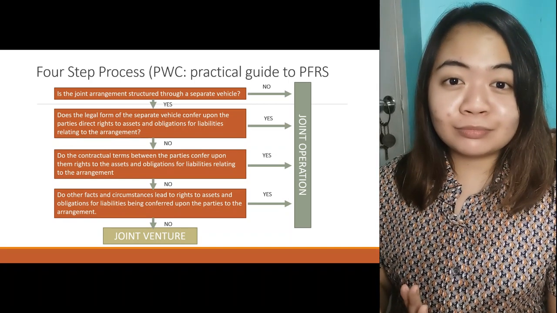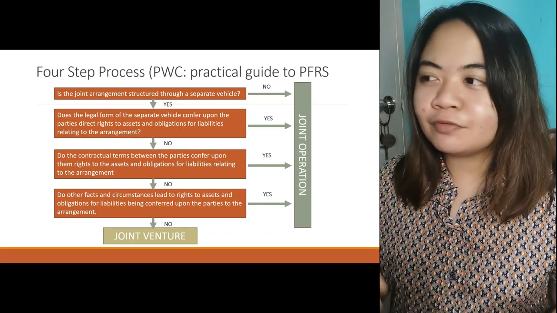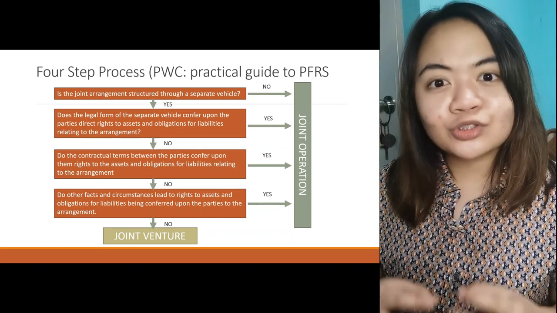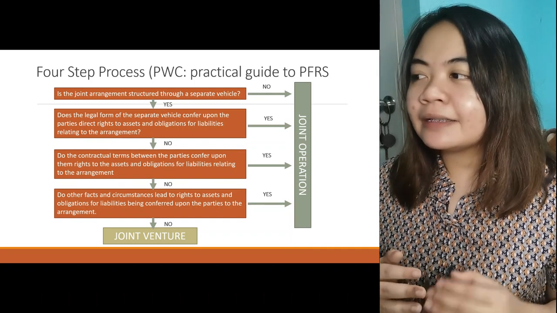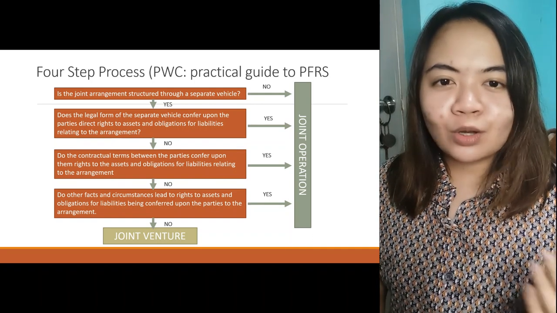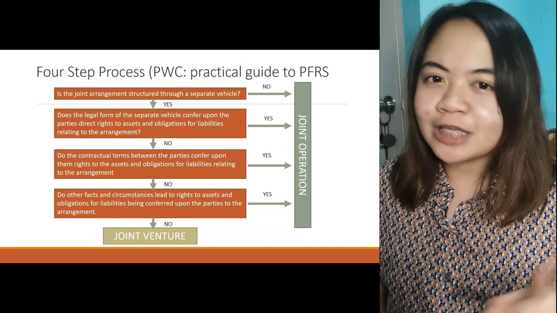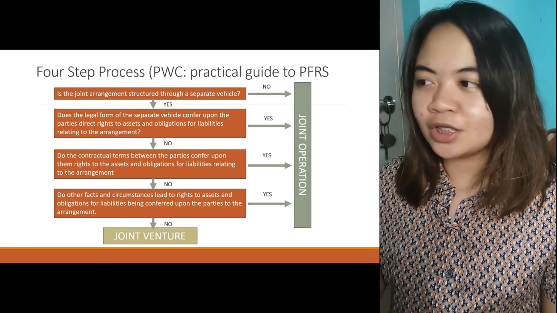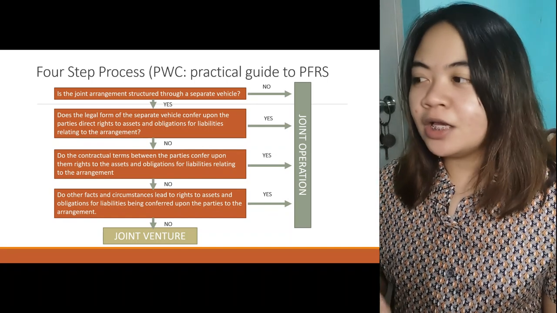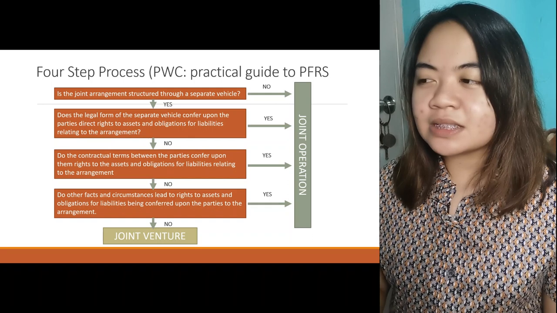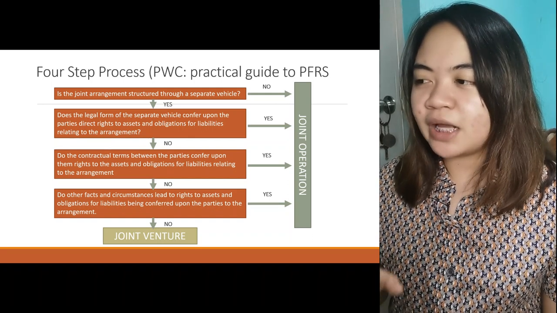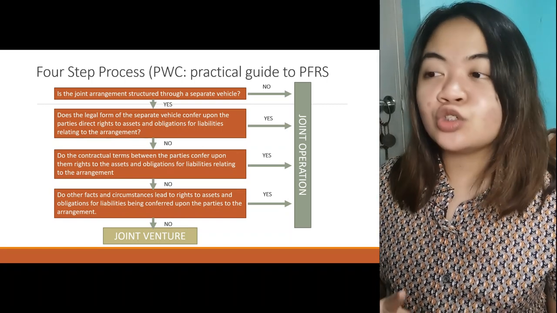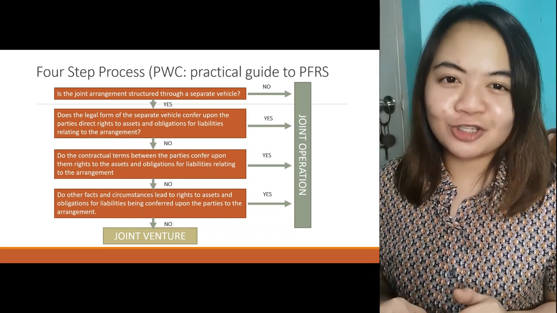So, kanina, legal form. Yung sunod, if nag-no ka, check mo yung contractual agreement nila, the contractual terms. Did it confer the rights to assets and obligations to the liabilities? If ang sagot mo yes, automatic joint operation siya kasi it falls under the definition of joint operation. If no, magtanong ka ulit. Do other factors and circumstances lead to rights and assets and obligations for liabilities being conferred upon the parties to the arrangement? If the answer is yes, joint operation. If no, joint venture siya.